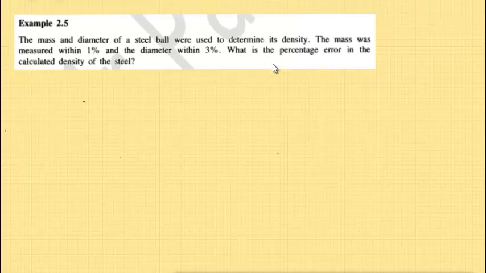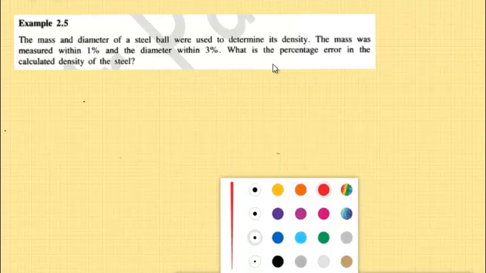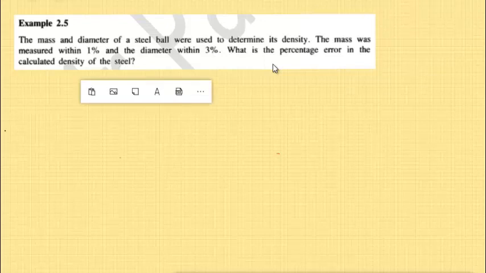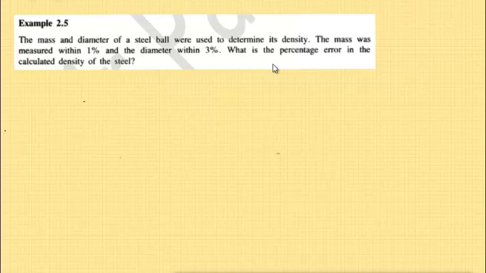Alright, so now moving on to another example. This time I have been given the mass and the diameter of a steel ball, which were used to determine its density. The mass was measured within 1% and diameter within 3%.